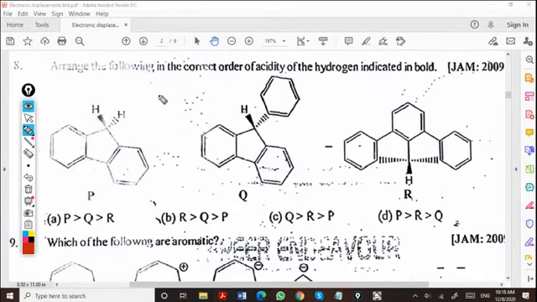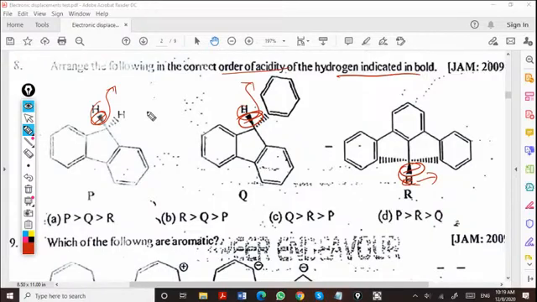Here it is asked about the acidity of the hydrogen indicated in bold, so the release of this H plus. Once it is asking for the release of H plus, you need to see only the anion formation. Once the anion is forming, you need to see how stable it is.